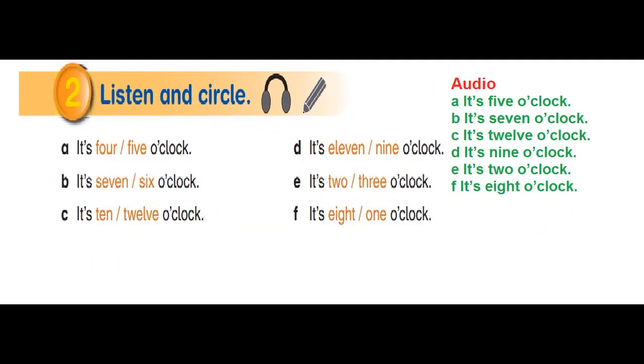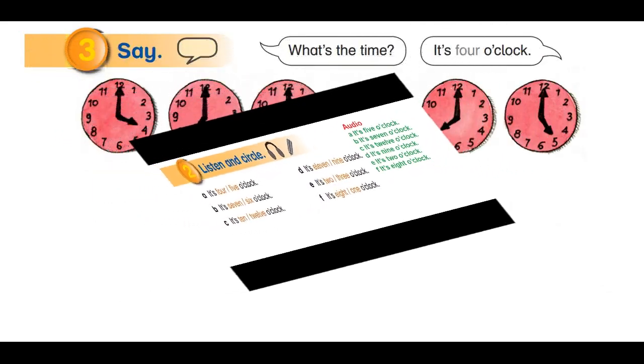2. Listen and circle. A. It's 5 o'clock. B. It's 7 o'clock. C. It's 12 o'clock. D. It's 9 o'clock. E. It's 2 o'clock. F. It's 8 o'clock.